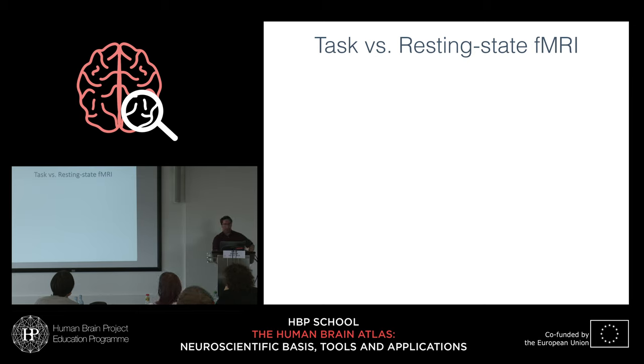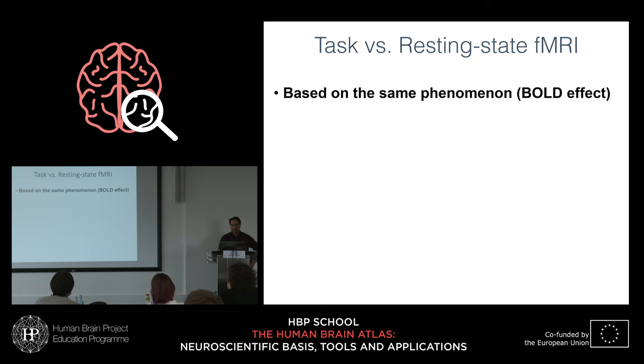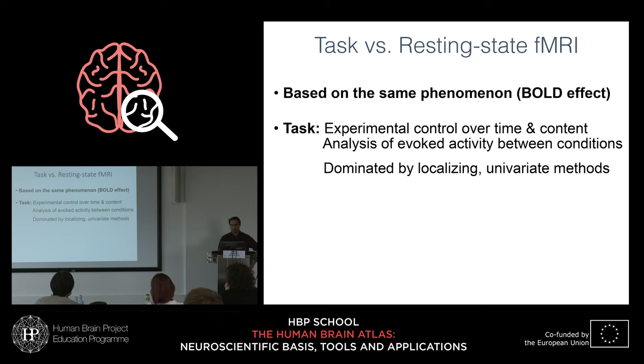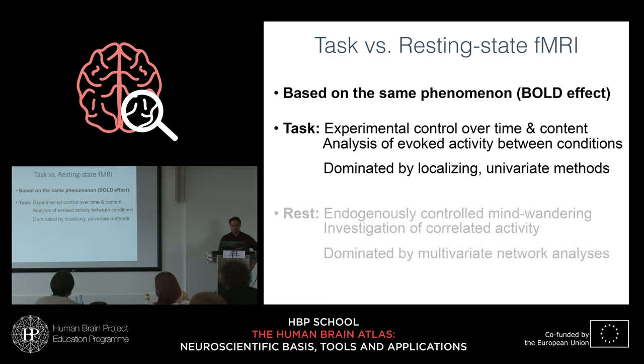I'm going to close with a little wrap-up on task and resting state fMRI. It's important to reiterate they are based on the same phenomena. Both use the BOLD effect. In task imaging, we have experimental control over time and content. And I've discussed why that is problematic, because you can choose too much. We usually analyze the evoked activity between conditions, so the within-subject, between-condition design. And it's dominated by localizing univariate methods.